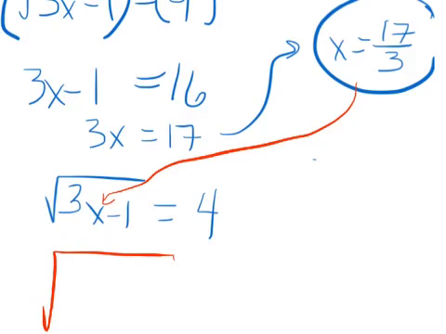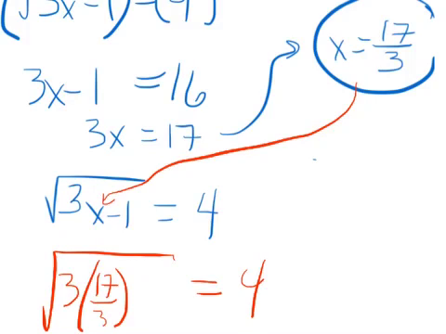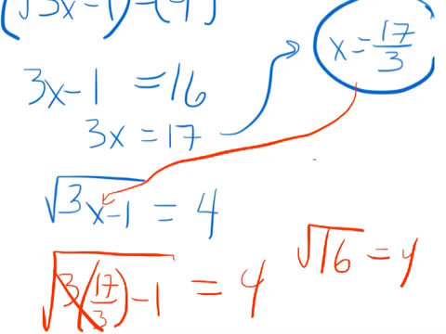Mahanor, go. You cancel the 3's. Good. And then you get 17 minus 1, which is 16. And the root of 16 is? We are good to go. Again, cancel the 3's. 17 minus 1 is 16. That's going to be root 16 equals 4, which is true.